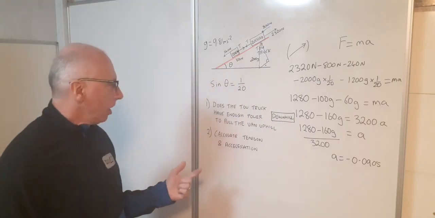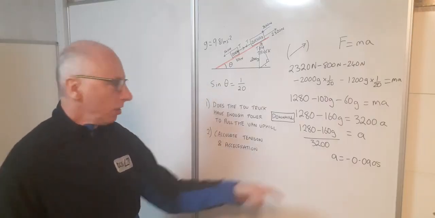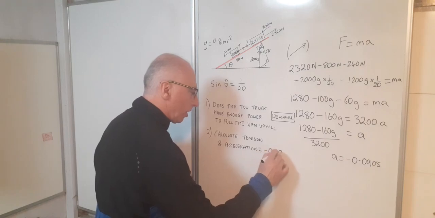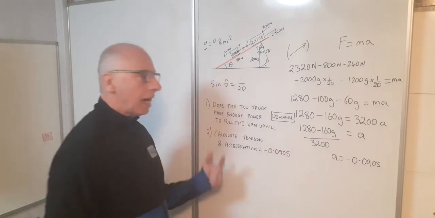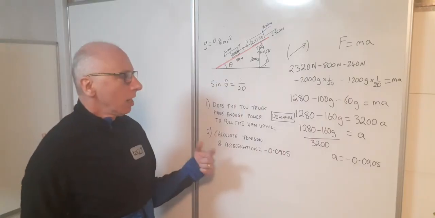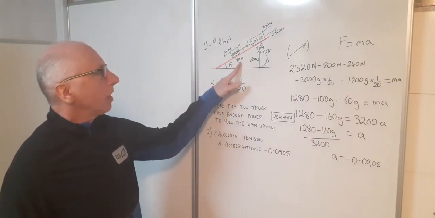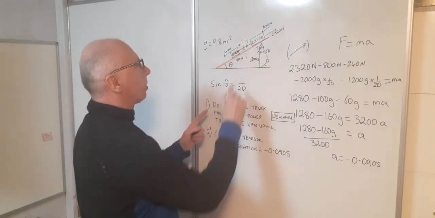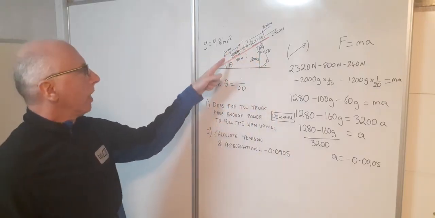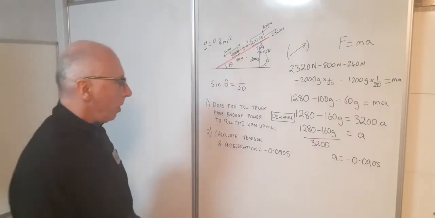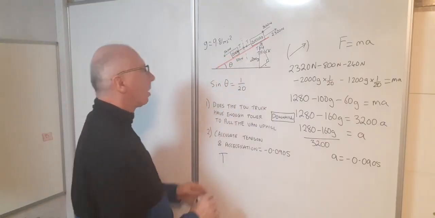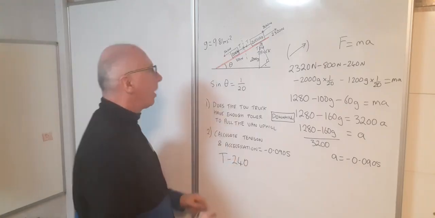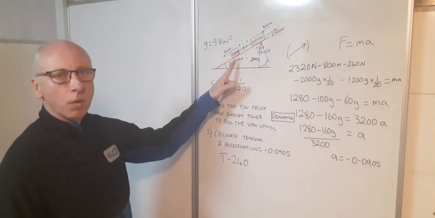There's not enough power. Acceleration we've now got, so I can write that in: it equals minus 0.0905. Now we need to calculate tension. Let's just go at the van, so we can isolate from this point onwards. So what have we got here? Tension is going in the positive direction. We'll subtract 240.